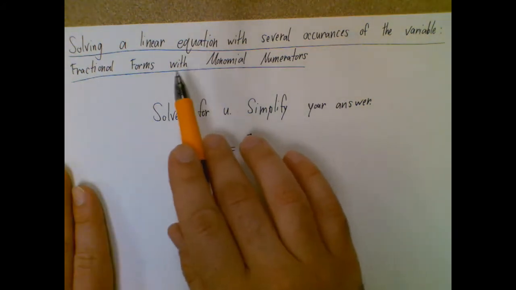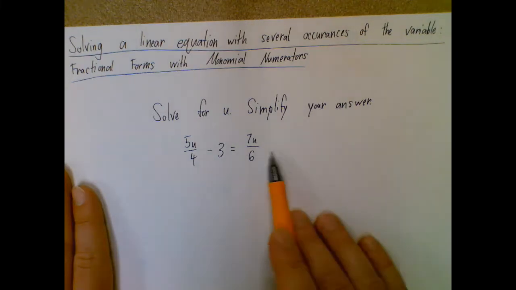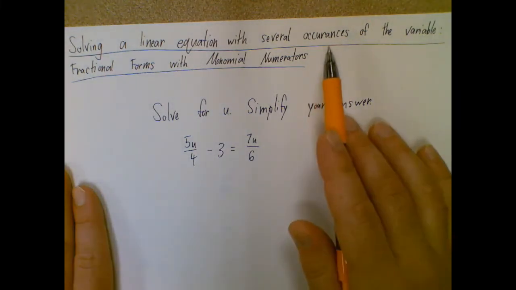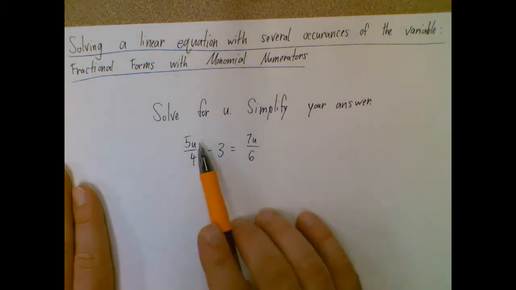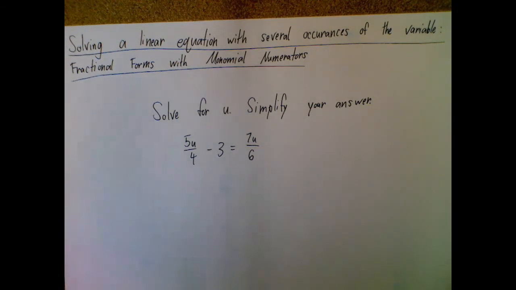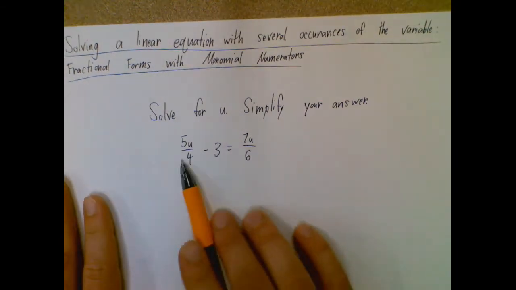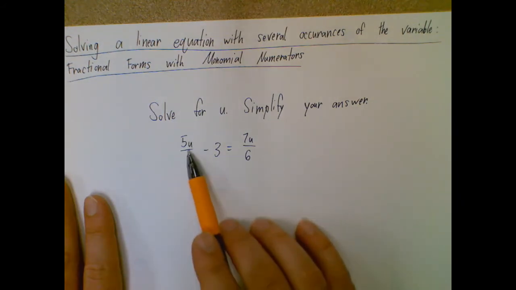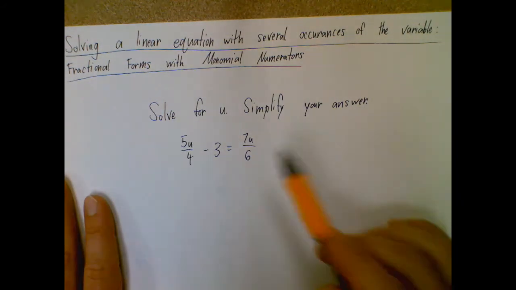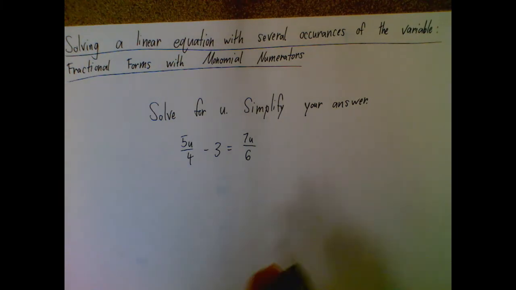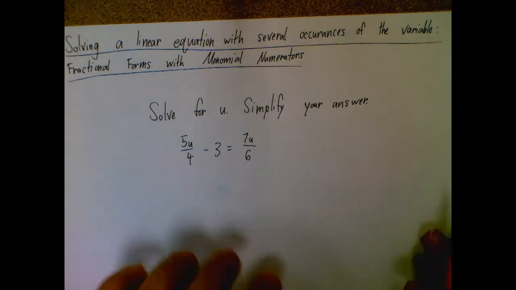So we have a linear equation, so there's no squares or cubes or any exponents or things going on like that. And there's several occurrences of the variable, meaning there's a u over here and a u on the other side. So there's more than one u. Fractional forms, obviously we see fractions, with monomial numerators. That just means there is a monomial on the top of our fraction. So there's not 5u plus 4 or something like that. It's just 5u. There's nothing added or subtracted on there.